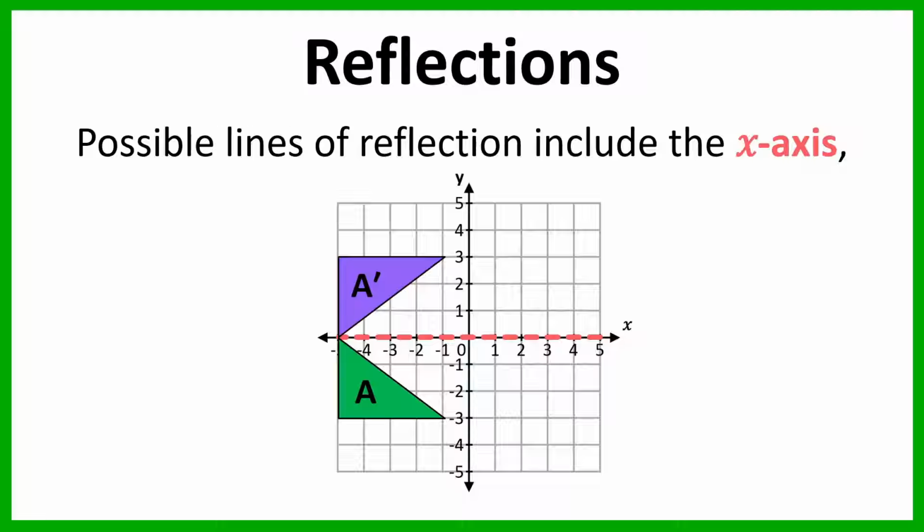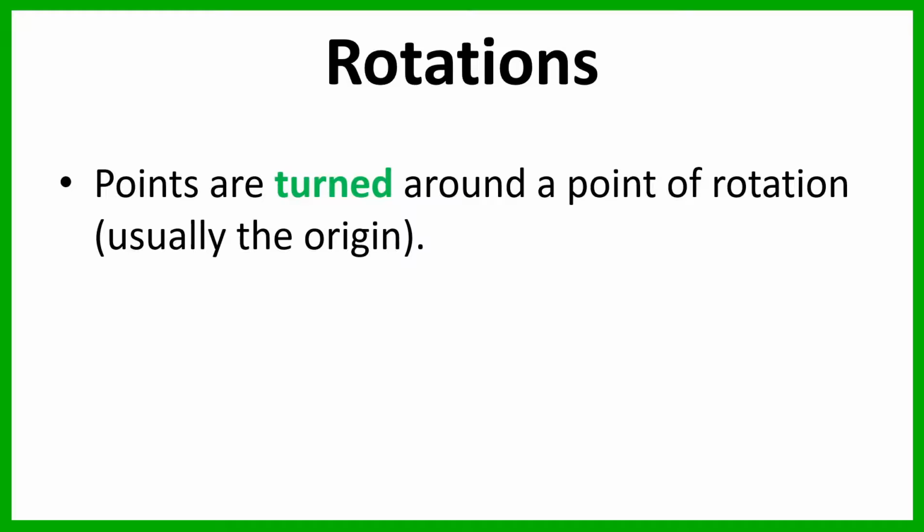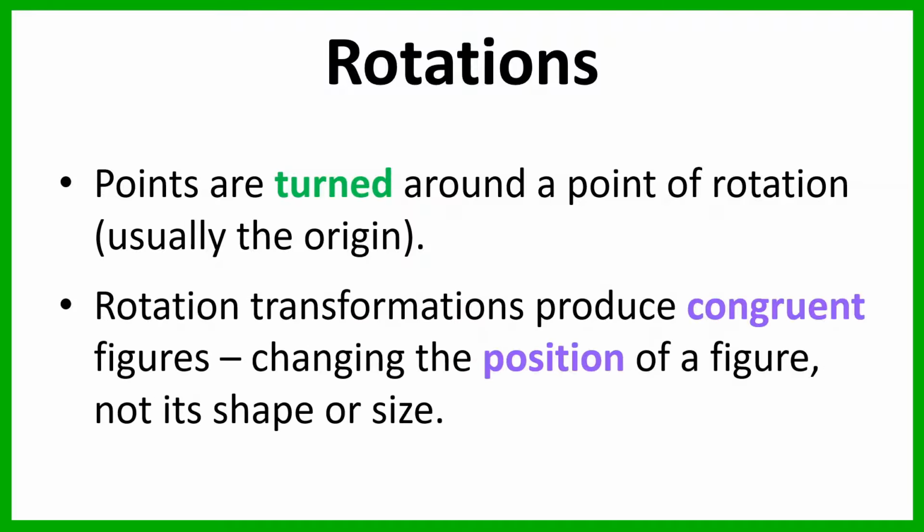Another possible line of reflection is the y-axis, and if a figure is reflected over the y-axis, it will look something like this. Then you should also know about rotations. With rotations, points are turned around a point of rotation, which is usually the origin. Rotation transformations also produce congruent figures, changing the position of a figure and not its shape or size.